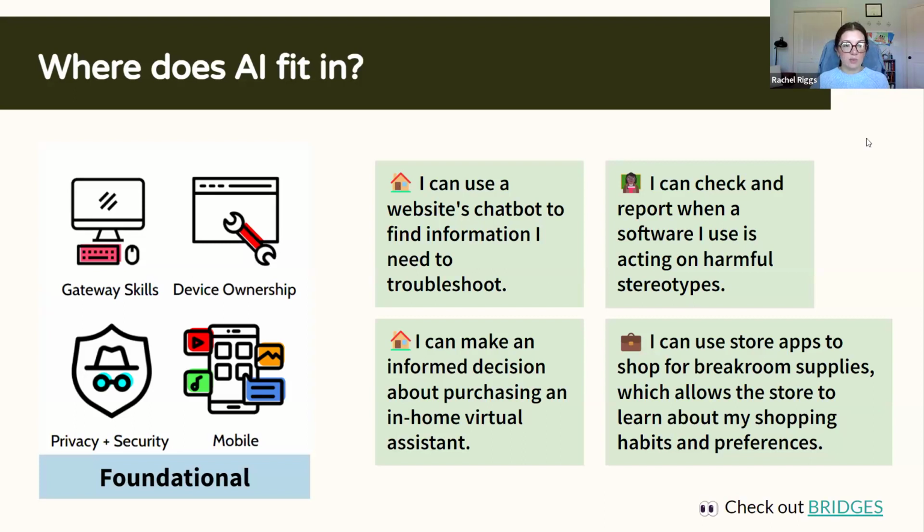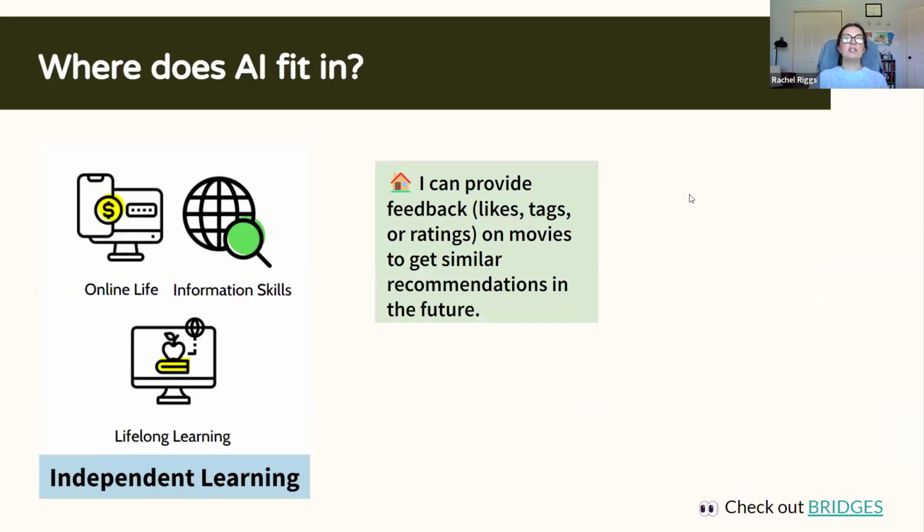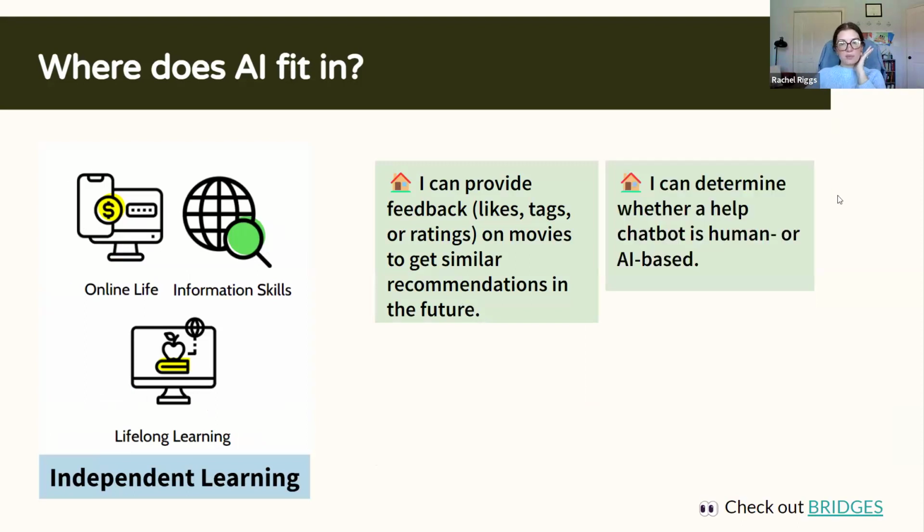I have more examples here, like giving feedback, likes, tags, ratings on movies, maybe in Netflix, and then you get similar recommendations in the future. That is AI literacy, because recommender systems use AI or are in that category of AI.